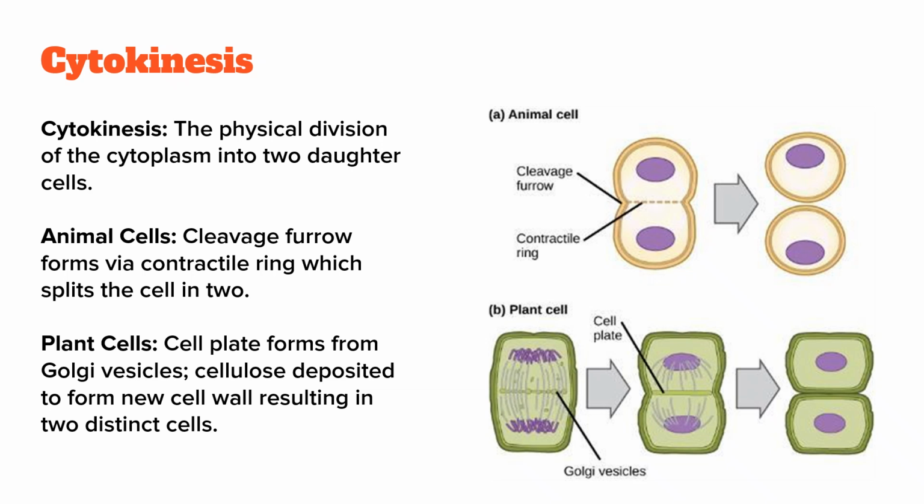Cytokinesis physically separates the cytoplasm. In animal cells, a contractile ring under the plasma membrane tightens to form a cleavage furrow, pinching one cell into two. In plant cells, vesicles from the Golgi apparatus coalesce at the center to build a cell plate. Membranes fuse and cellulose is deposited to form a new cell wall, completing the partition. The mechanism differs, but the outcome is still two distinct daughter cells.